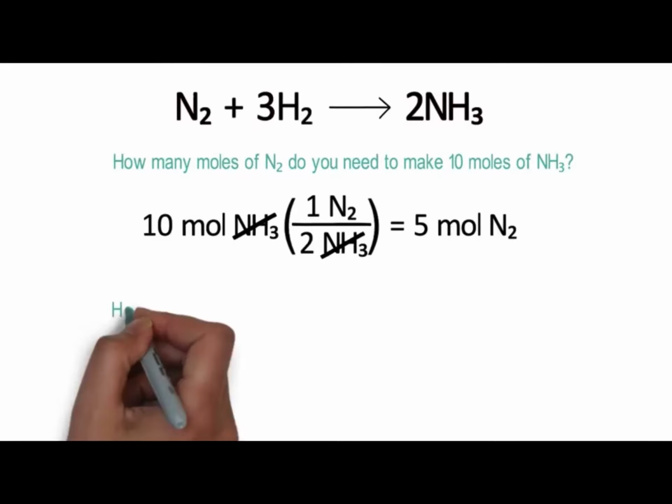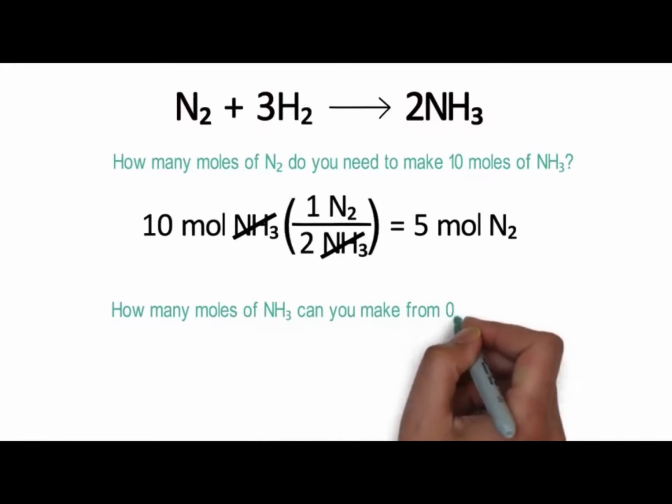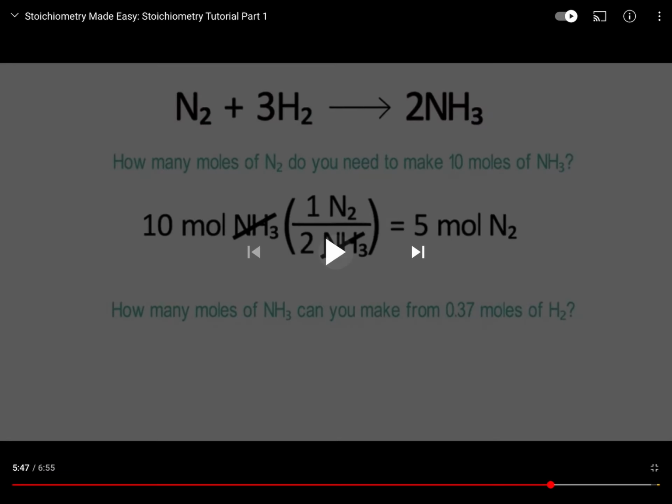Let's try one more problem. How many moles of ammonia can you make from 0.37 moles of hydrogen?